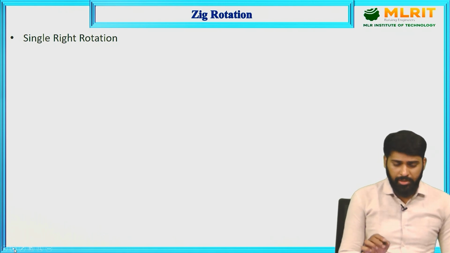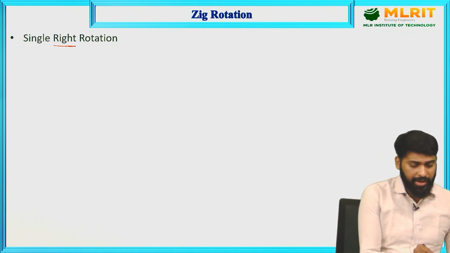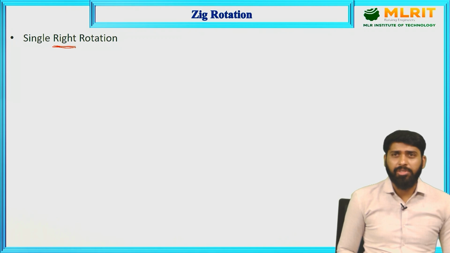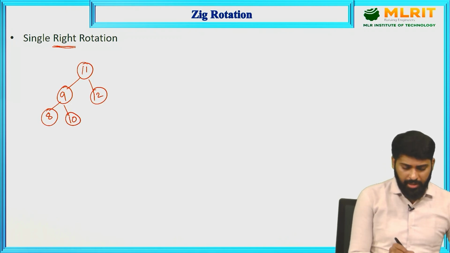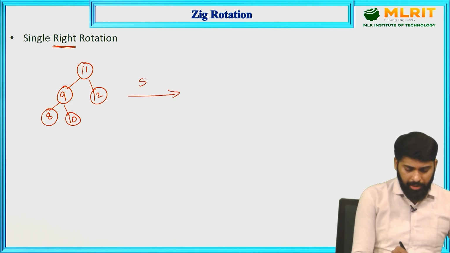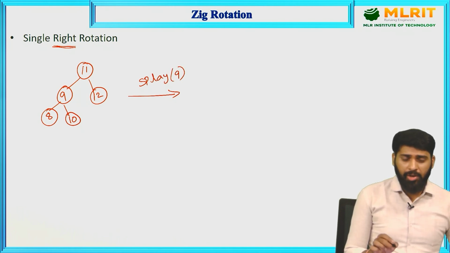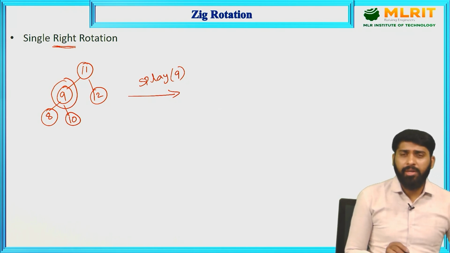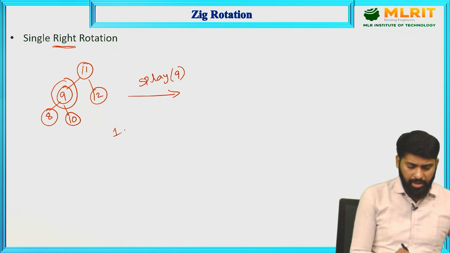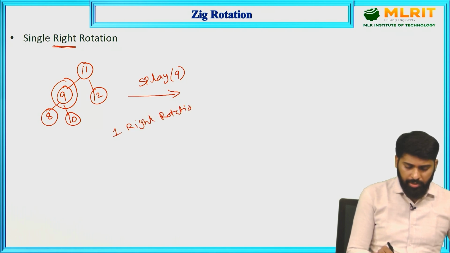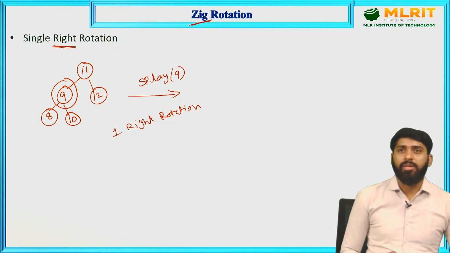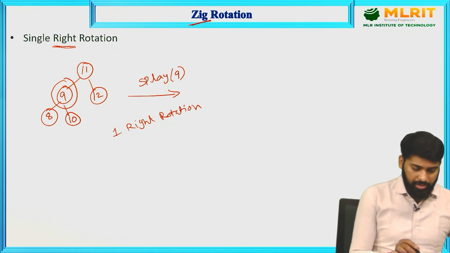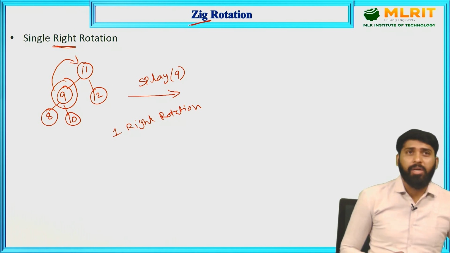Zig rotation. Zig means a single right rotation. Consider this tree and splay 9. Splay 9 means I want to make 9 the root. How do I make 9 the root? By one right rotation. This right rotation we call a zig rotation. Now if we rotate once, 9 becomes the root.